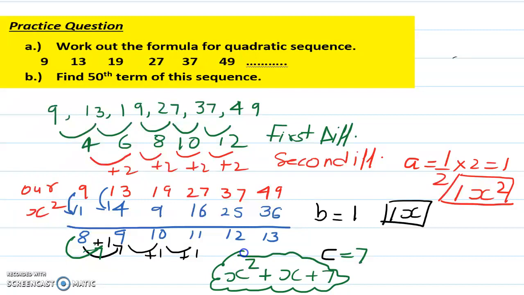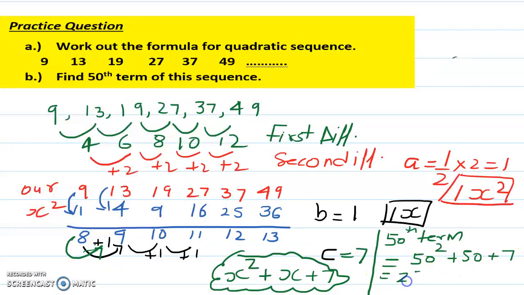And B part was asking to find the 50th term. So the 50th term is, put x is 50, that is 50 square, plus 50 and plus 7. So 50 square is 2500, plus 50 and plus 7. If you add them, it will be 2557. 2557 is the 50th term.